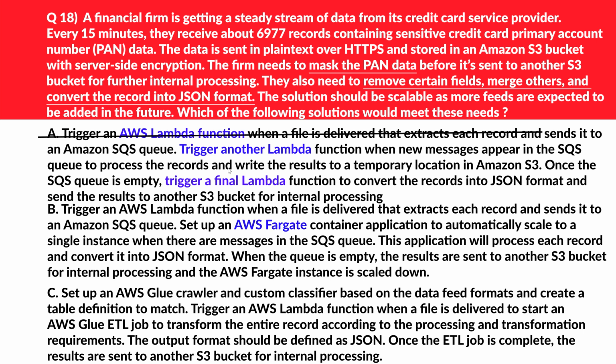Let's move to option B. B says set up an AWS Fargate. Though Fargate can handle the workload, it is in no way an ETL service. Secondly, there is no mention in this option, once again, of how the masking will be done, which is required by the question. C says set up an AWS Glue.